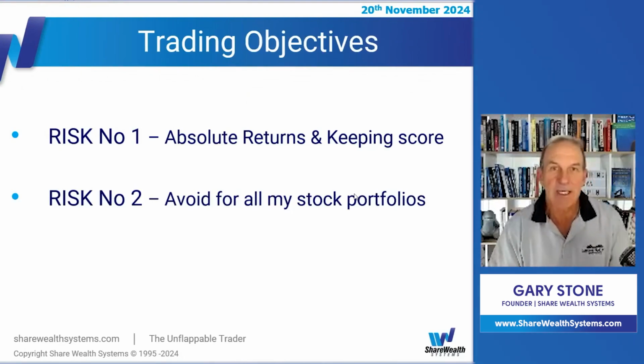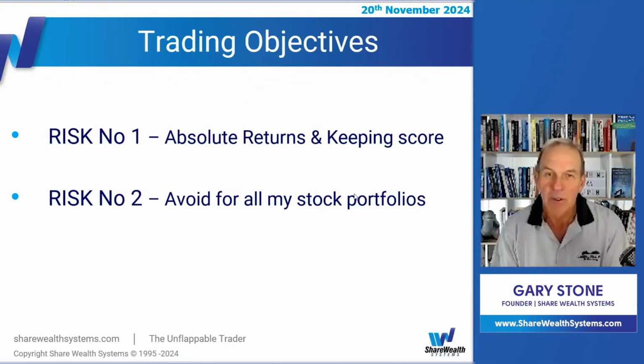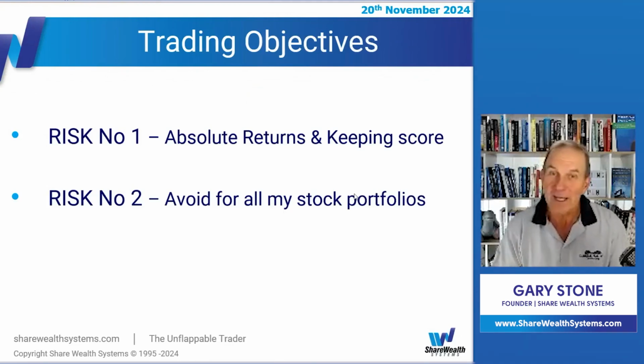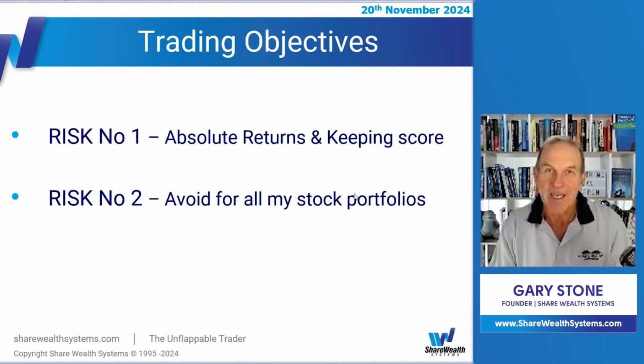So the idea here is to always have in mind risk number one and risk number two. Risk number one is absolute return. So keeping score of where we are and how we are doing relative to the environment, which provides the opportunity to grow our wealth. And always having in mind risk number two as well, which I want to avoid for all of my stock portfolios. And that is the sequence of returns risk.